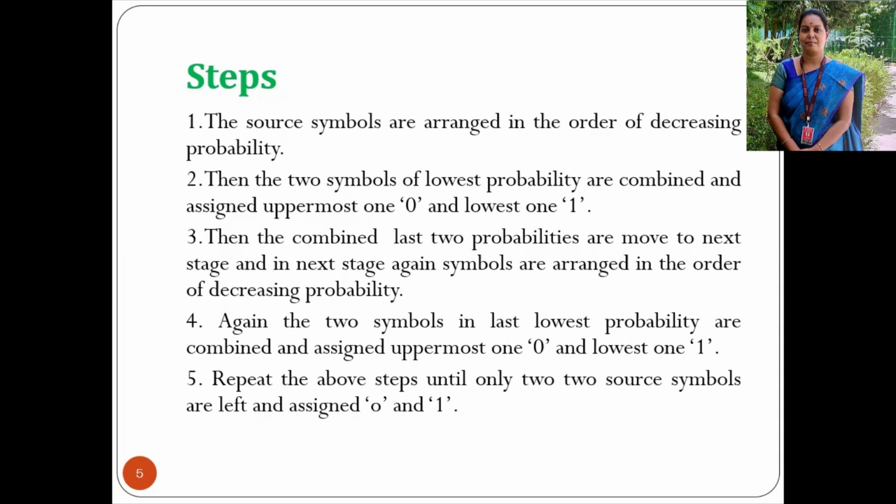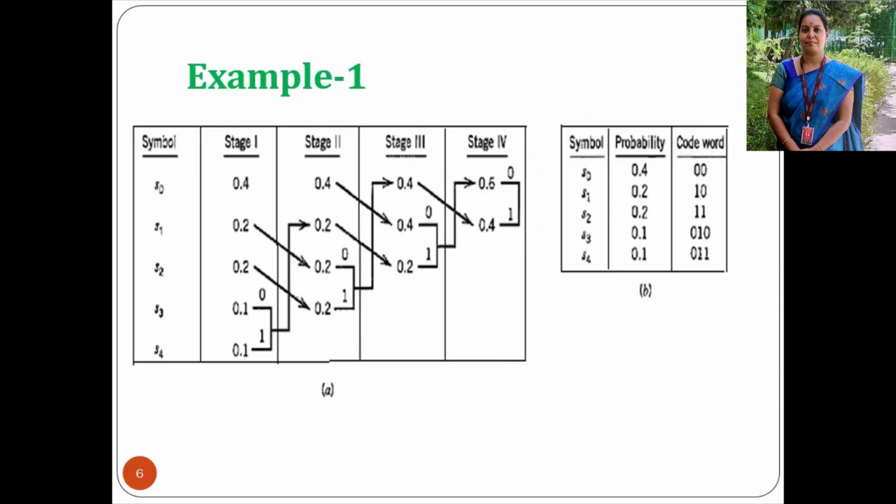We arrange the source symbols in decreasing order. After that, we again move the last two symbols into the next stage. So we repeat these steps until only two symbols are left in the stage. Finally, the last two symbols are assigned, the uppermost one 0 and the lowermost one 1. So these are the steps. Now we are moving to example 1 in Huffman coding.